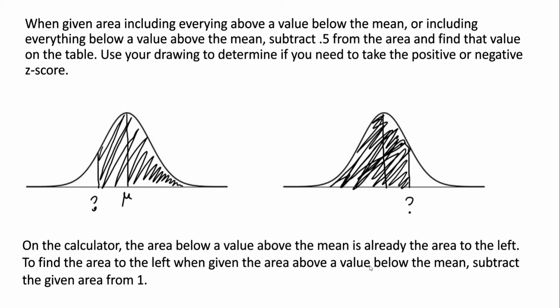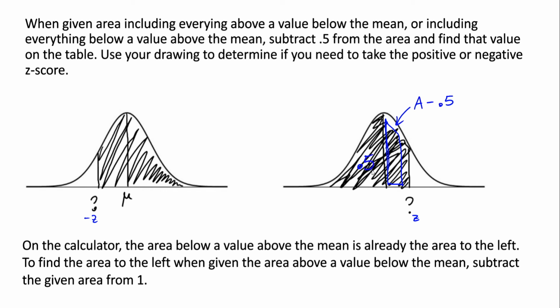Now the last type of area you can be given is an area that includes everything above a value below the mean, so everything above a negative z-score or everything below a positive z-score. You'd subtract 0.5 from the area and find that value on the table. So we would need to look up this piece over here, right? But we know our a is going to be bigger than 0.5, so this piece here is going to be equal to a minus 0.5.